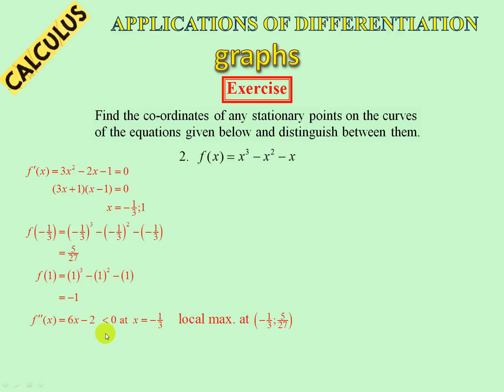So at negative 1/3, it's negative, unhappy, scowl, local maximum. At 1, it's positive, happy, smile, local minimum.